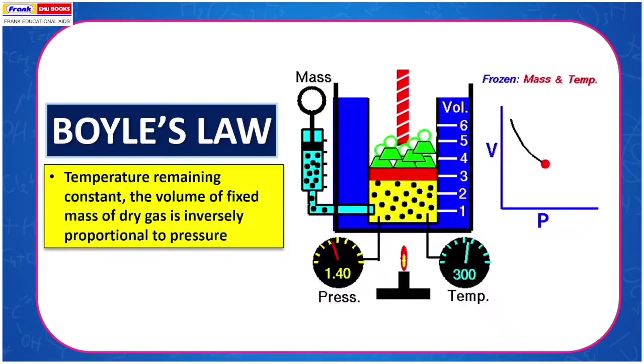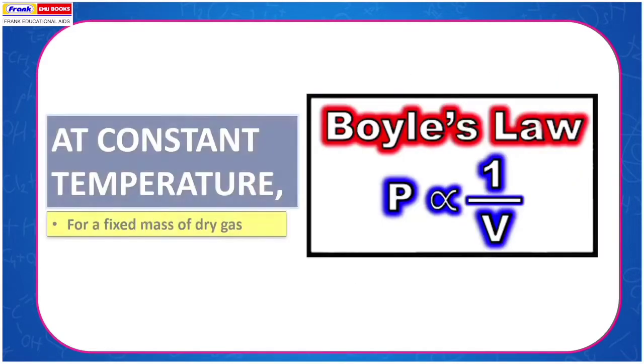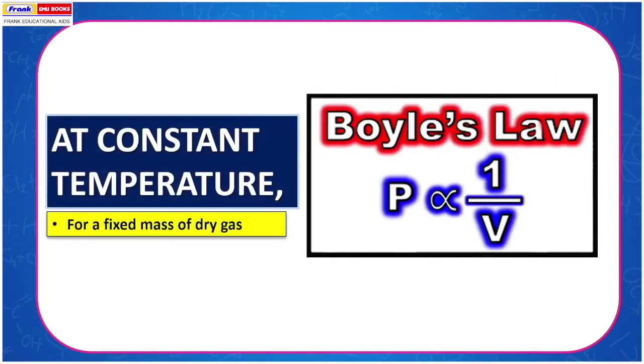Boyle's law. Temperature remaining constant, the volume of fixed mass of dry gas is inversely proportional to pressure. Boyle's law: pressure is inversely proportional to volume at constant temperature for a fixed mass of dry gas.